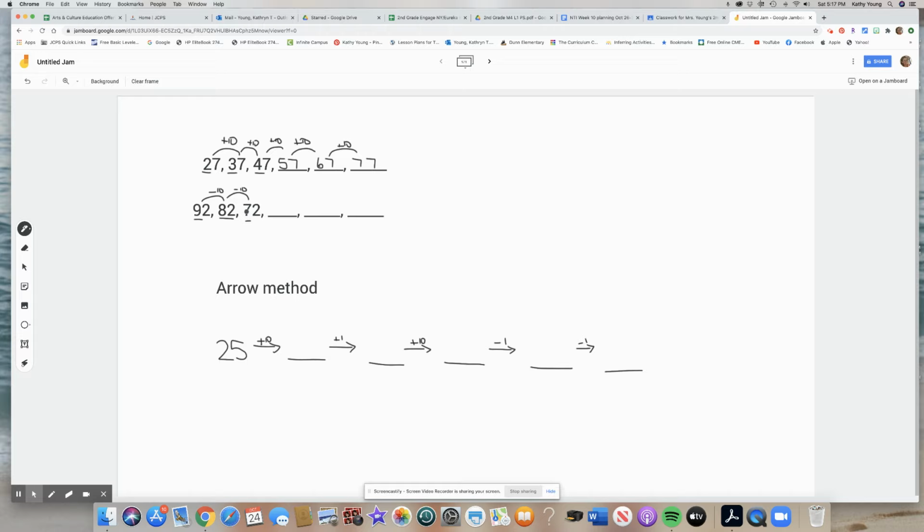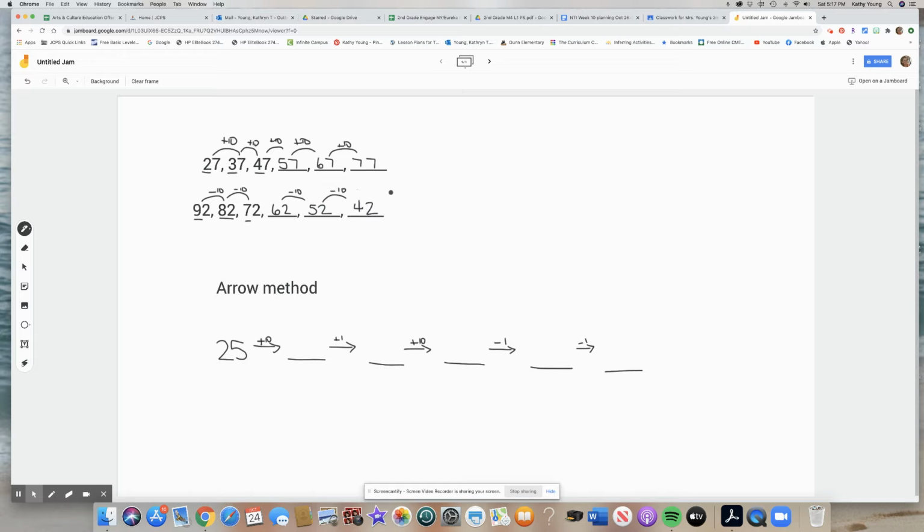So if I take a 10 away from 7 tens, I would have 6 tens. My 2 ones would remain the same. If I take 10 away from 6 tens, I get 5 tens. My 2 remains the same. And if I take 10 away from 5 tens, I get 4 tens, and my 2 remains the same.